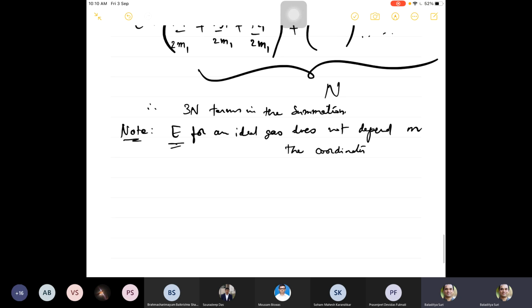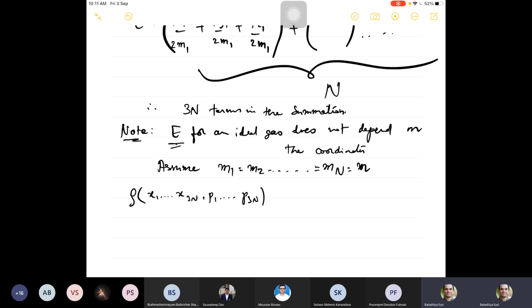And let us now try to compute. So let us write down what is the probability that the system has coordinates x1 to x3n and p1 to p3n, and assume m1 equal to m2 equal to so on equal to mn equal to some mass m. That is, all the masses of the particles are identical. These are all particles of the same gas or same species. This makes our calculations simpler.